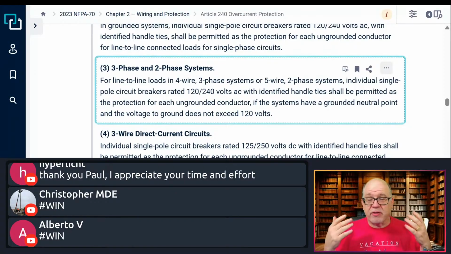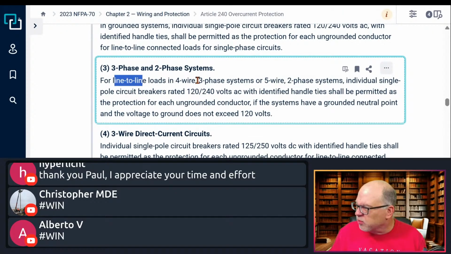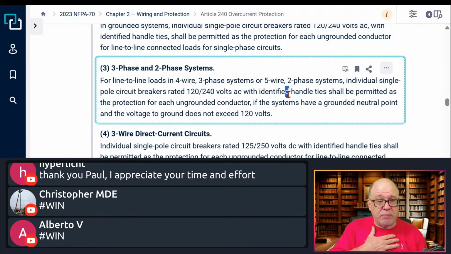And it really doesn't matter because when you're dealing with line to neutral loads, any single pole breaker is okay to use with another single pole breaker with an identified handle tie. It's a no-brainer, okay? Now, three-phase. What does it say? For line-to-line loads in a 4-wire three-phase system or 5-wire two-phase system, I don't see these, to be honest with you. Have not seen one in decades, by the way, a two-phase system.